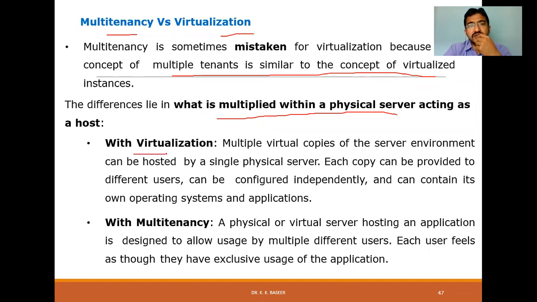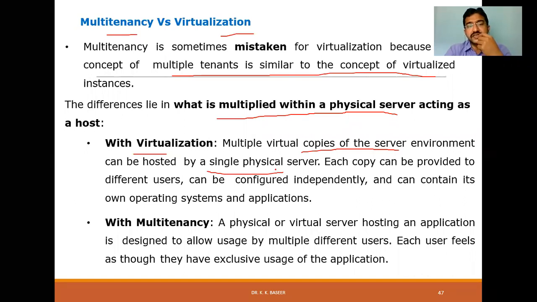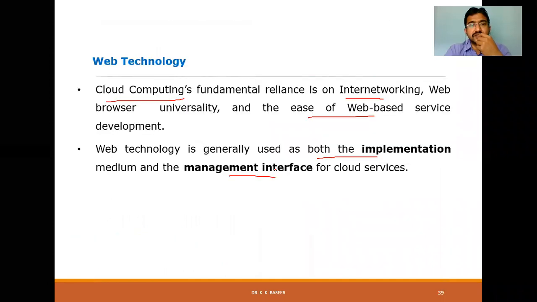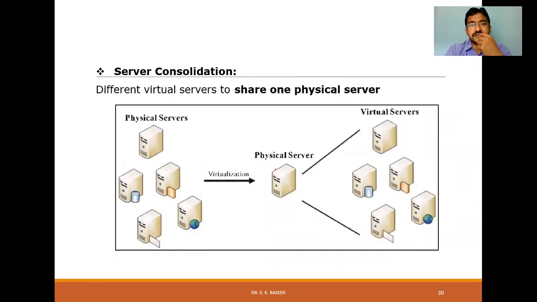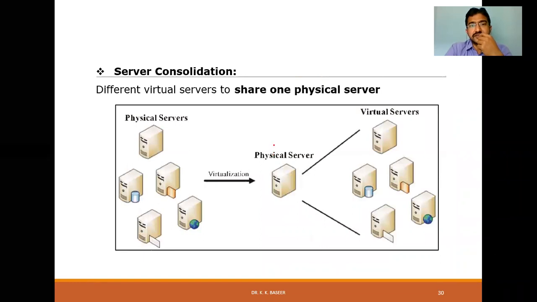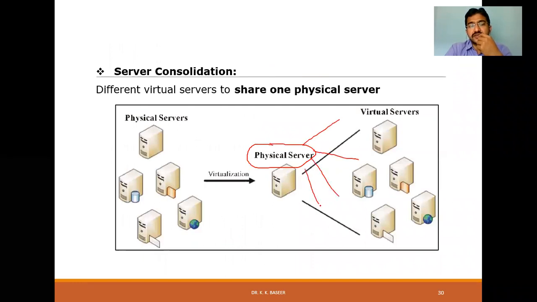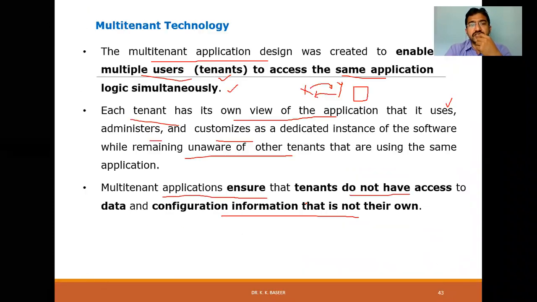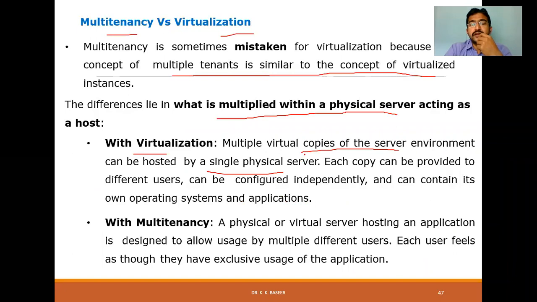Coming to virtualization, what can virtualization do? Multiple virtual copies of the server environment can be hosted by a single physical server. Hope you have observed the last figure we showed you. From that single physical server, we can create multiple virtual servers. That's what the definition of virtualization says: multiple virtual copies of the server environment can be hosted by a single physical server. Now, each copy can be provided to different users and can be configured independently.